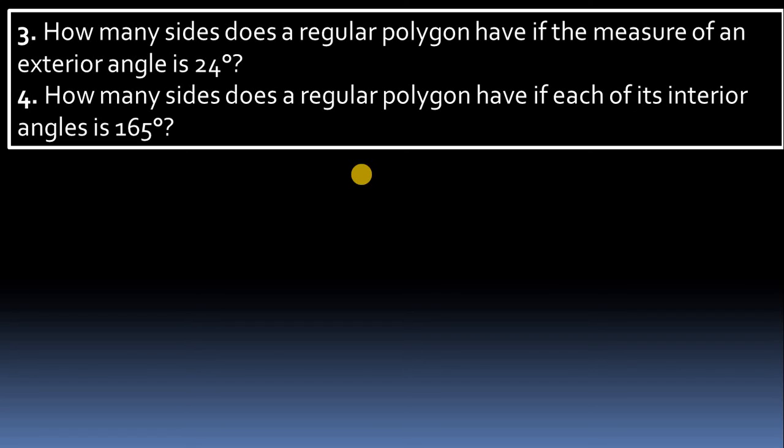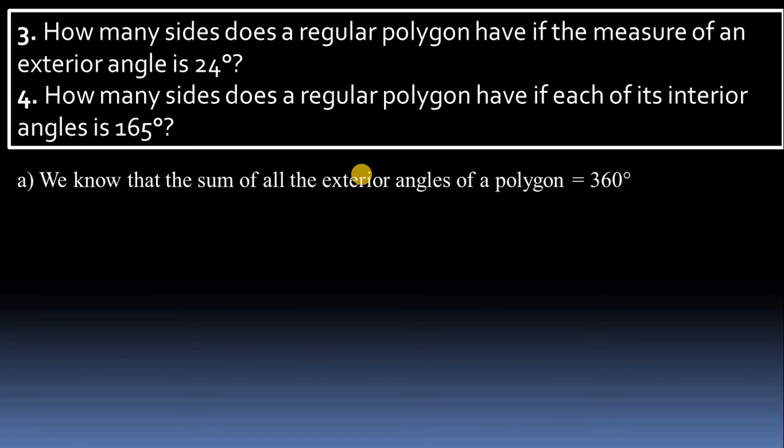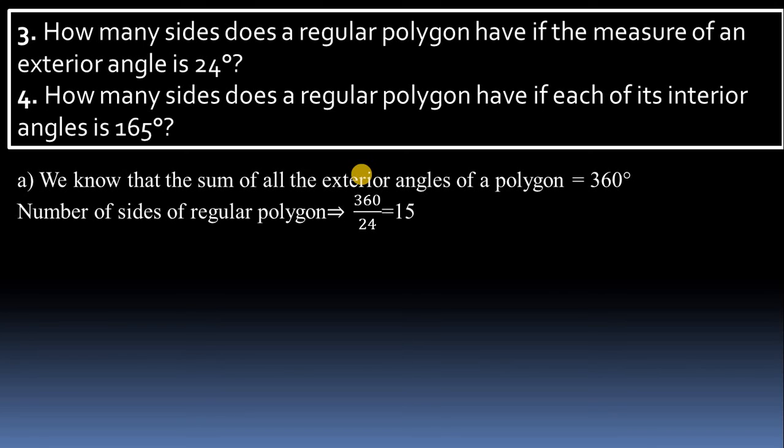Third one, how many sides does a regular polygon have? Here they are asking for the number of sides. The exterior angle measurement is given as 24, so it's very simple. 360 is the total sum of exterior angles. So 360 divided by 24, you get the number of sides as 15. So the number of sides is 15.